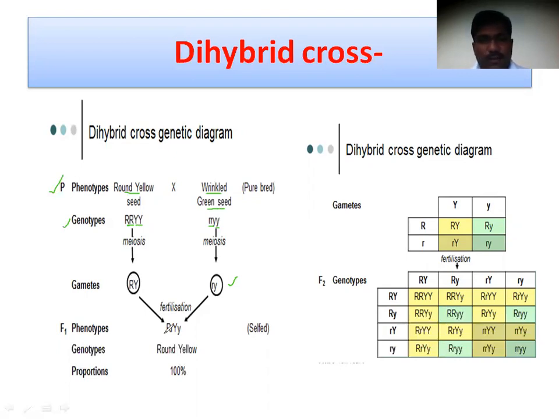Then these gametes fuse together during fertilization to form the F1 generation. After fertilization, the embryo is formed and that develops to form the young one. So the first generation formed is capital R, small r, and capital Y, small y. This is the F1 phenotype. We observe that all pea plants have round seeds and yellow color, round yellow. So these dominant characters appear in the F1 generation.